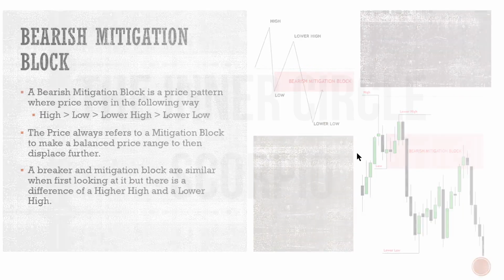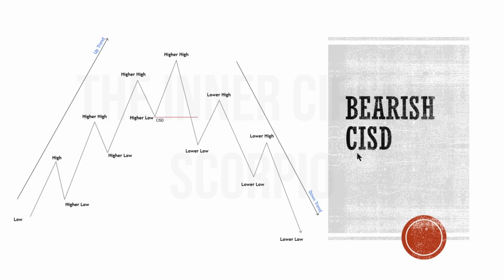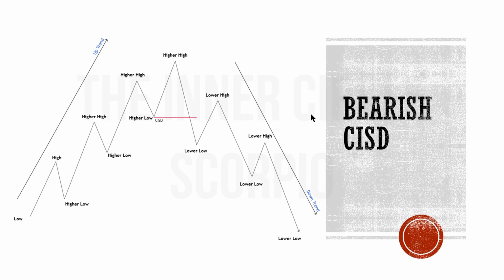Okay, now we go next. What is a CISD? I thought I should add more examples for CISD in this lecture as well. So when you see the chart going upwards, we make a low, a high, a higher low, a higher high, higher low, higher high, higher low, higher high. This is called an uptrend.